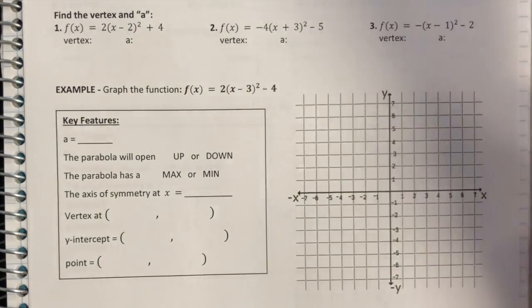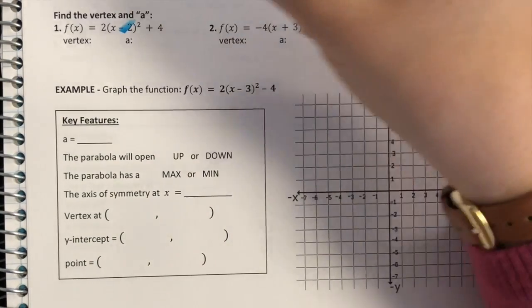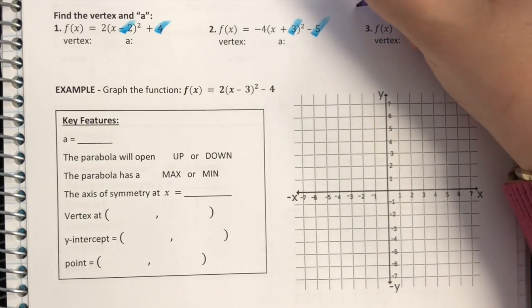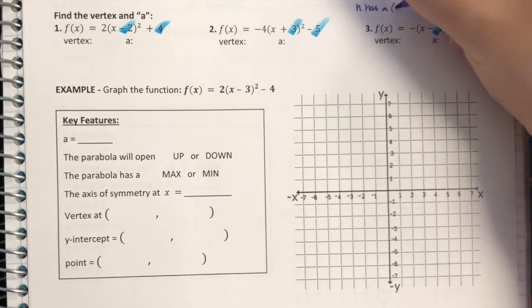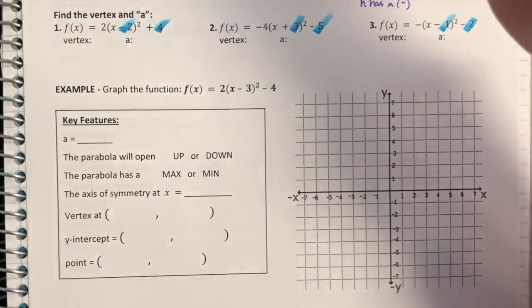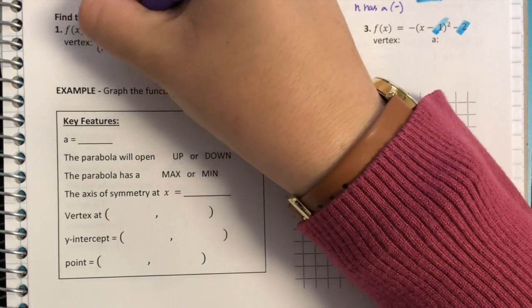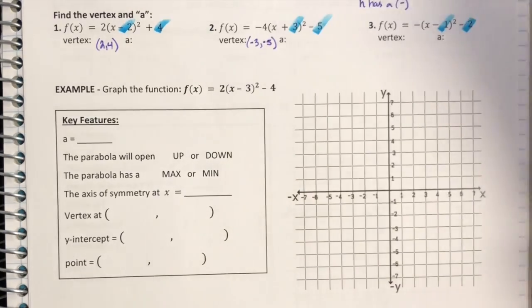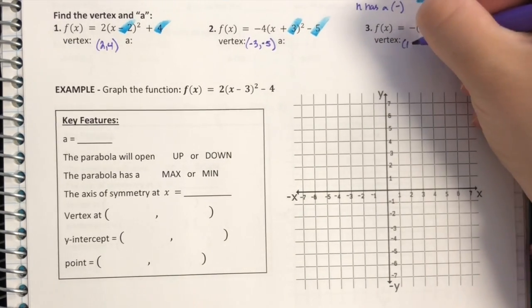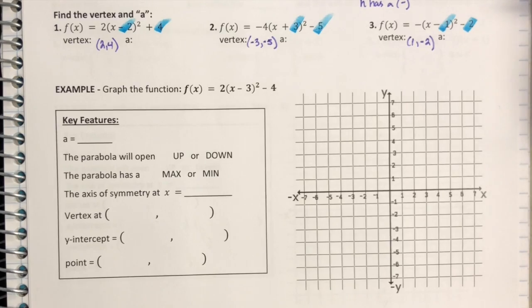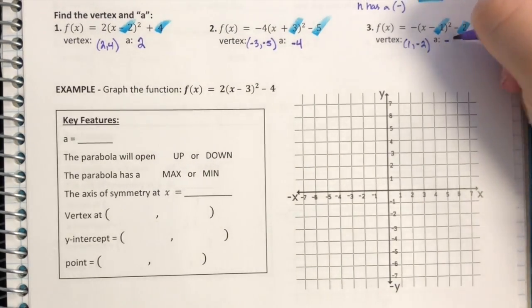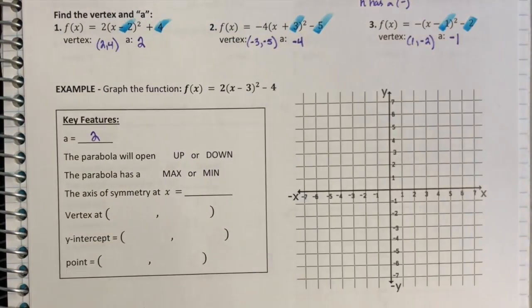Now moving on to vertex form. This is the new form. It's asking me to find the vertex and find a. Well, in this particular form, my vertex is always my h and k, but there is a negative in that equation, so you do have to find the opposite value of my h and my k.